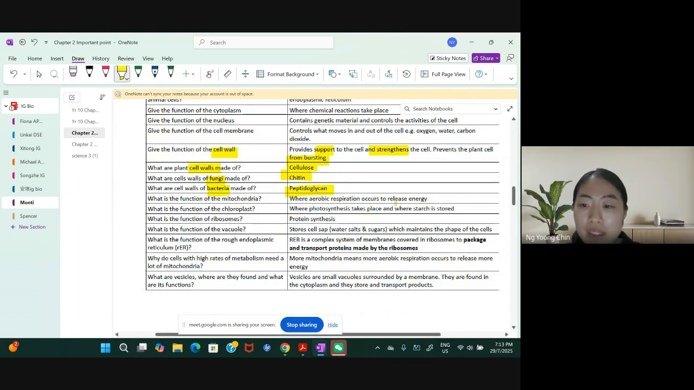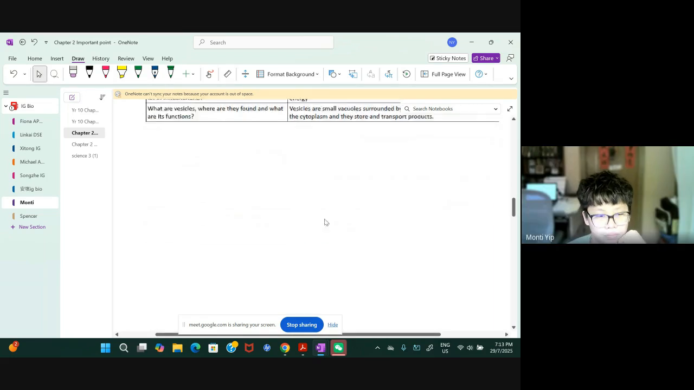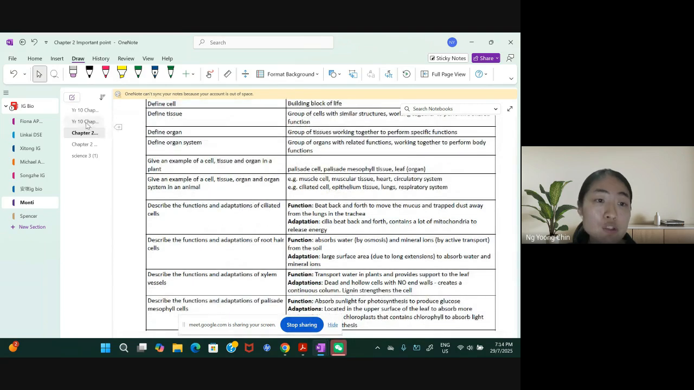Mitochondria is to release energy, right? They do the aerobic respiration. And the ribosome is just for protein synthesis. Since the mitochondria release the energy, a lot of mitochondria are found in cells with a higher rate of metabolism. Examples of cells with a higher rate of metabolism are usually muscle cells and sperm cells. Maybe we can talk more about chapter 2.2.